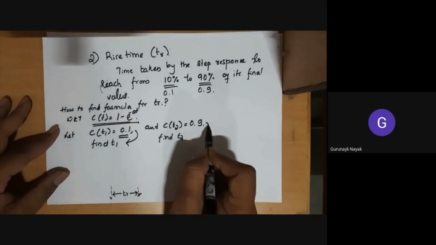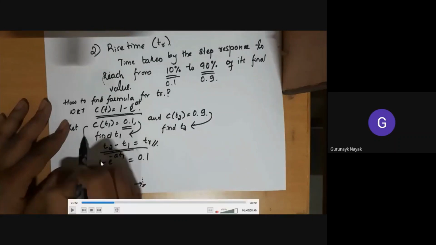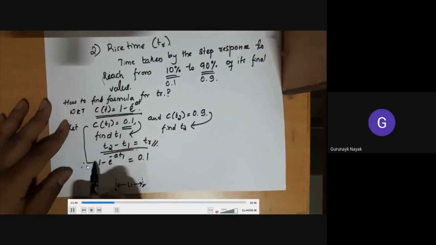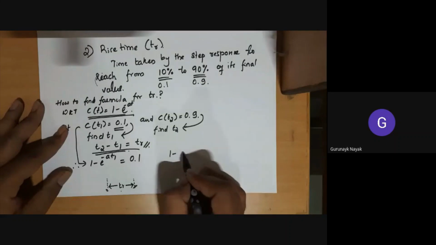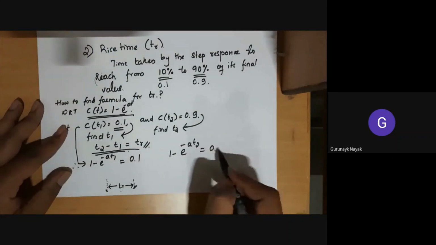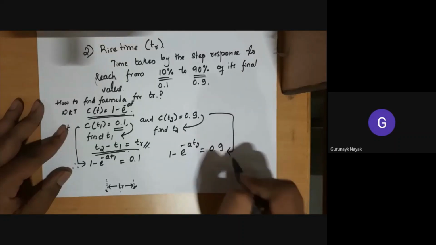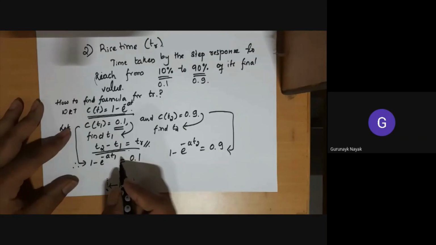So how to find t1 and t2 now? Substitute here c of t1, which is 1 minus e raised to minus a t1, equal to 0.1. This is from the first expression. Then from the second expression, it is 1 minus e raised to minus a t2 equal to 0.9, and solve for t1 and t2.